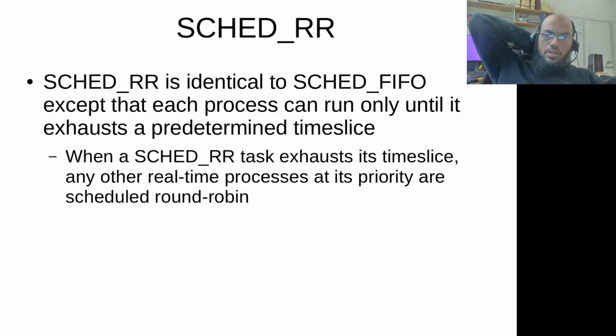SCHED_RR is identical to SCHED_FIFO, except that each process can run only until it exhausts a predetermined time slice. So you have time slicing here, and when a SCHED_RR task exhausts its time slice, then any other real-time process at its priority is scheduled in a round-robin fashion. So round robin and FIFO are basically what we have been discussing in theory before. They are just the very basic scheduling algorithms that we have talked about earlier.